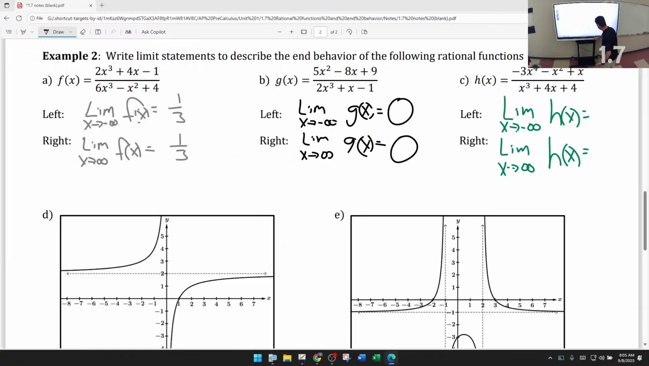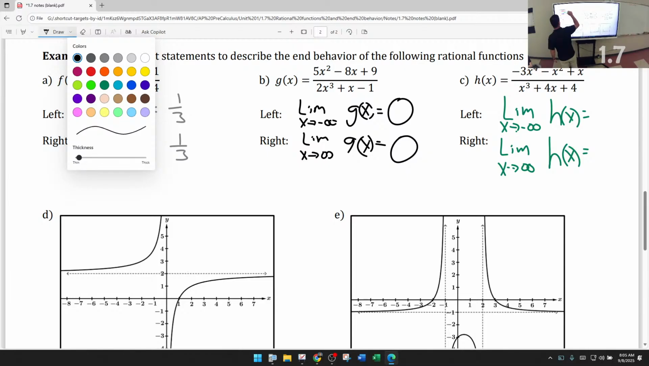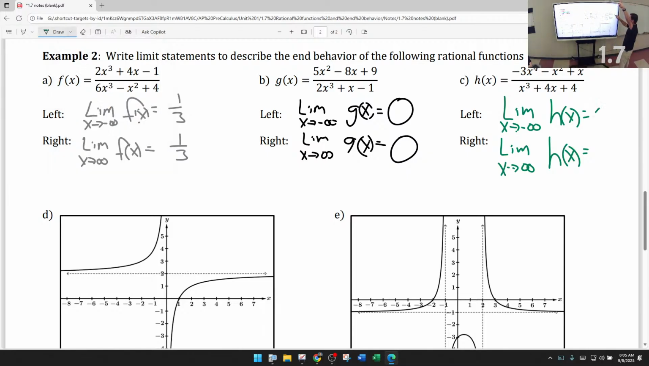Let's go back. Let me find this thing. So as I'm going to negative infinity, I was actually going up to positive infinity. And as I'm going to positive infinity, I was actually going to negative infinity. Let me say that one more time just to make sure.